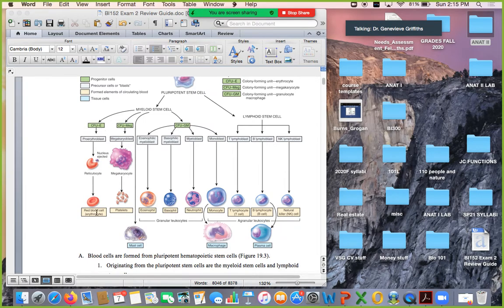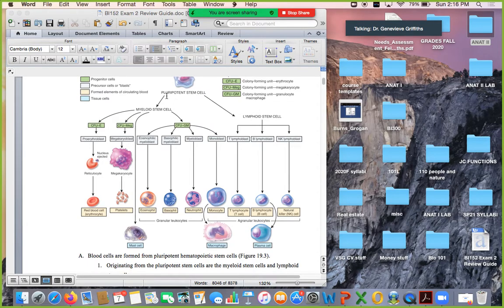Now, one of the questions that students ask quite often is about these CFUs, and CFU just means colony forming unit. It's a method of measurement. It's like saying inches or pounds. So you don't necessarily have to worry about CFUs. That's in front of all of them. It just means colony forming unit. But what comes after that is what's important. E for erythrocyte, Meg for megakaryocyte, GM for granulocyte or macrophage, right?